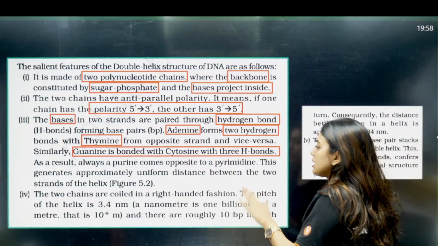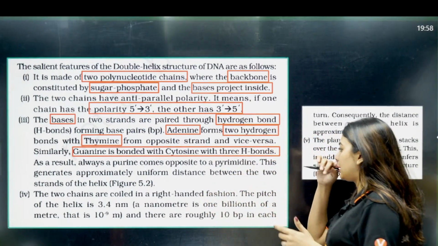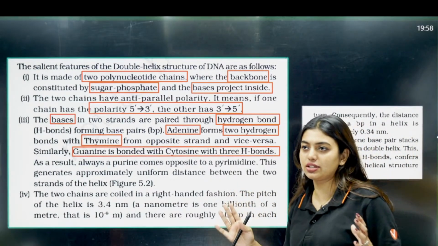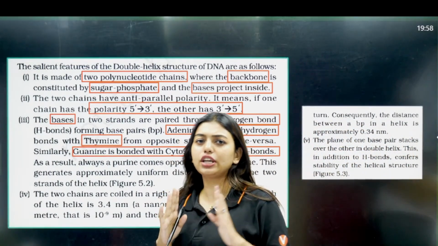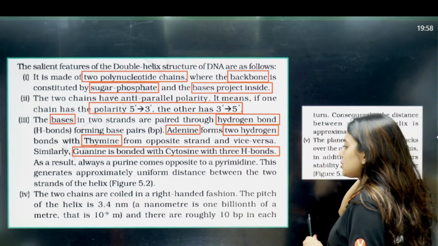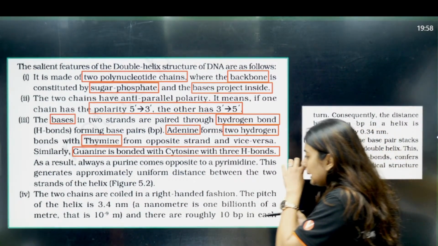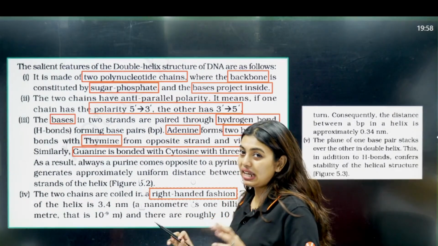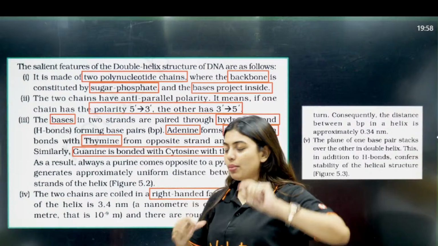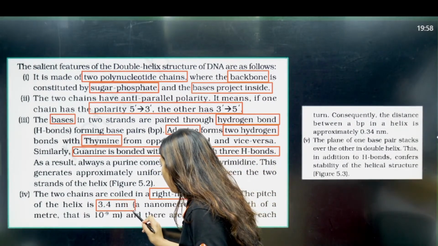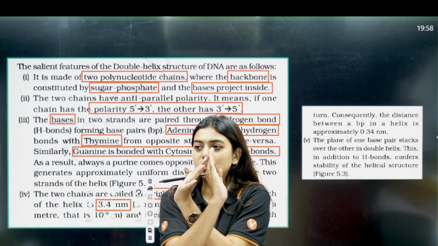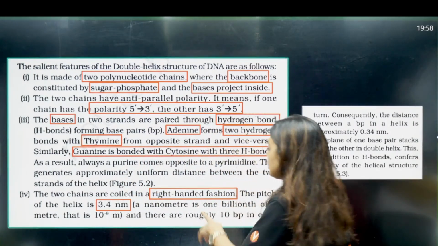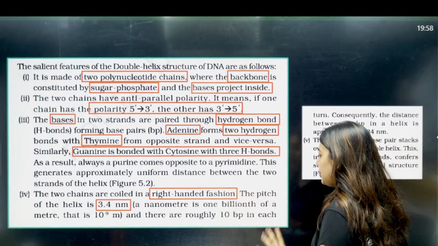As a result, a purine always comes opposite to a pyrimidine. This generates approximately uniform distance between the two strands. The two chains are coiled in a right-handed fashion. Very important: the pitch of the helix, that means in one turn, is 3.4 nanometers. So, let's say this is one strand, one turn happens like this, and that is the pitch, 3.4 nanometers.